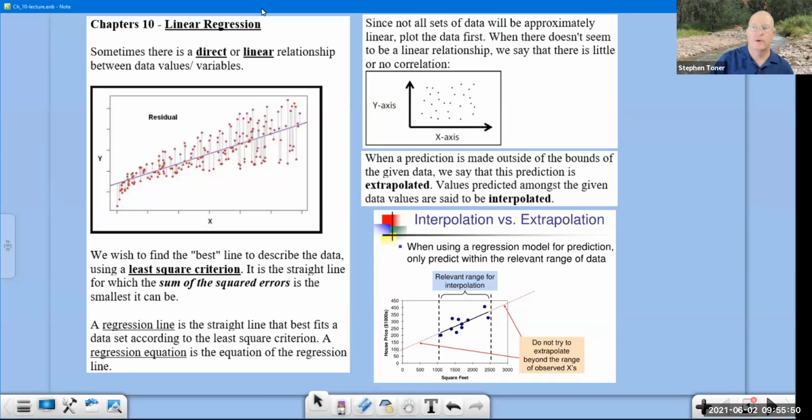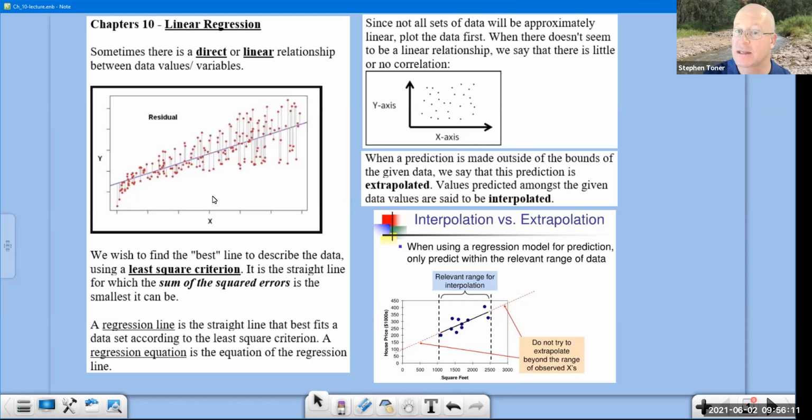In this video, we are going to look at linear regression. This is very likely to be a chapter that you will use in many other classes that you will encounter in your college career. We are going to be looking at data sets and trying to find relationships within the data sets.